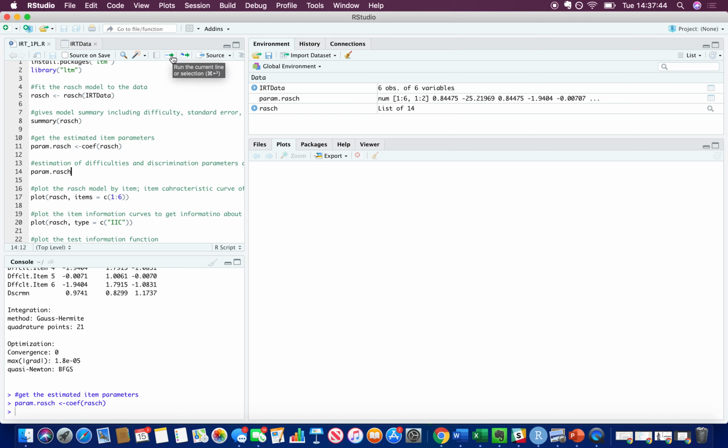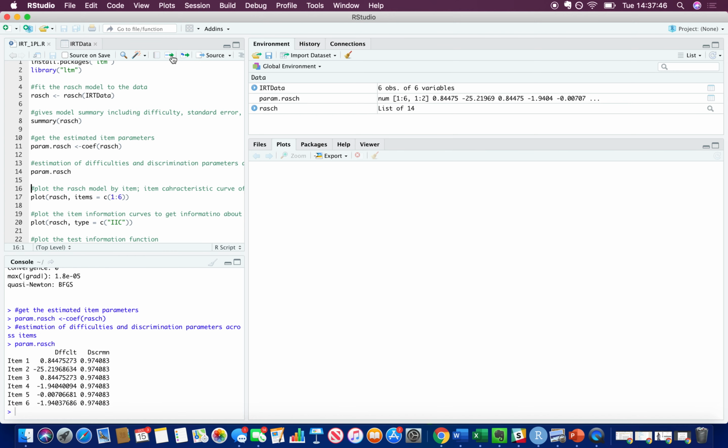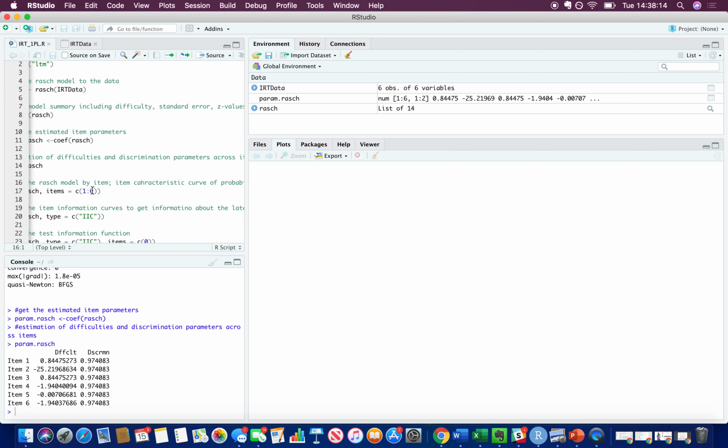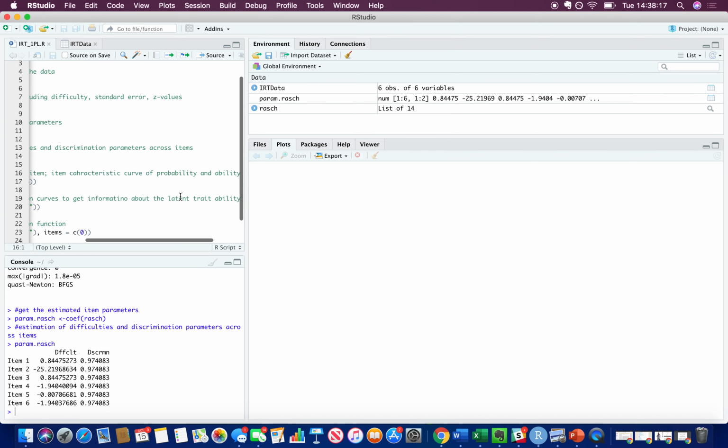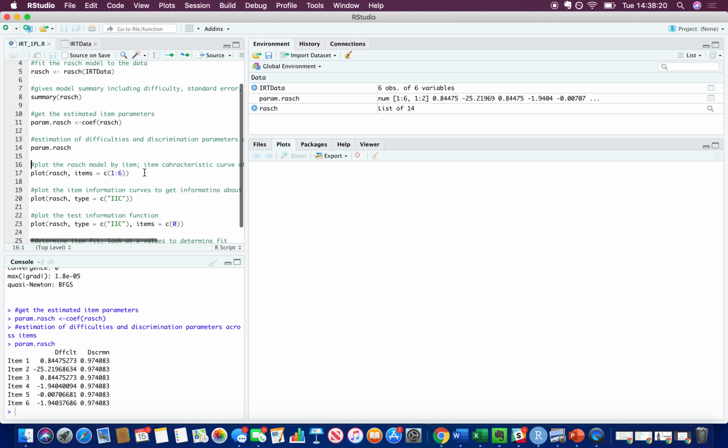This gives us the different descriptives and shows the proportion of the people who got the items correct. So once again, different items, the difficulty, the discrimination. Then we can plot the model by item, so we can get a visual representation of all of this. The item characteristic curve shows the probability and the ability. So we want to run that.